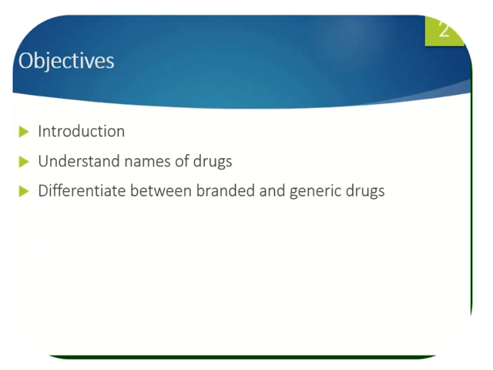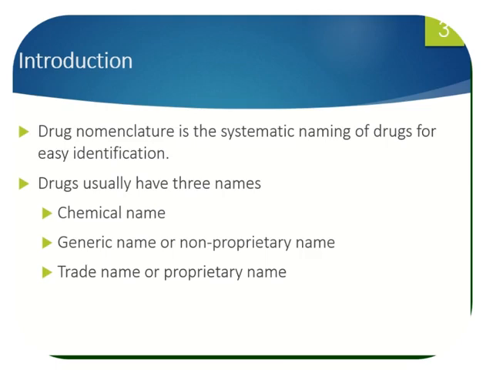So we shall talk about the introduction, understand the names used, names of drugs, and differentiate between branded and generic drugs. This one also will be important. So what's drug nomenclature? Drug nomenclature is a system of naming of drugs for easy identification. Of course, all of us have names so that people can easily identify us. Even drugs have names for easier identification.